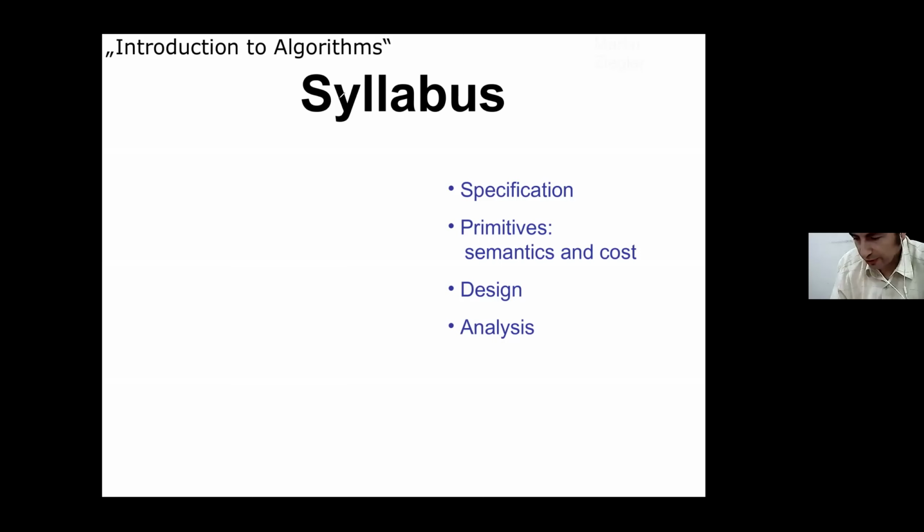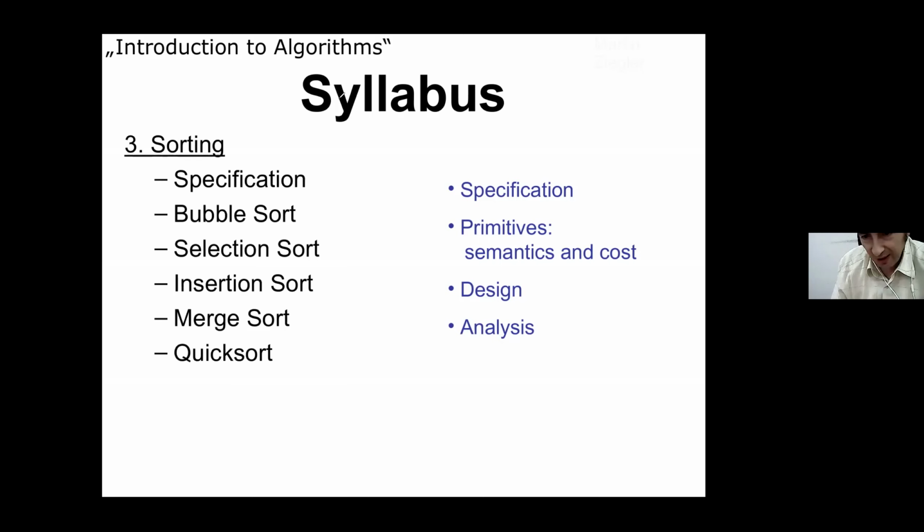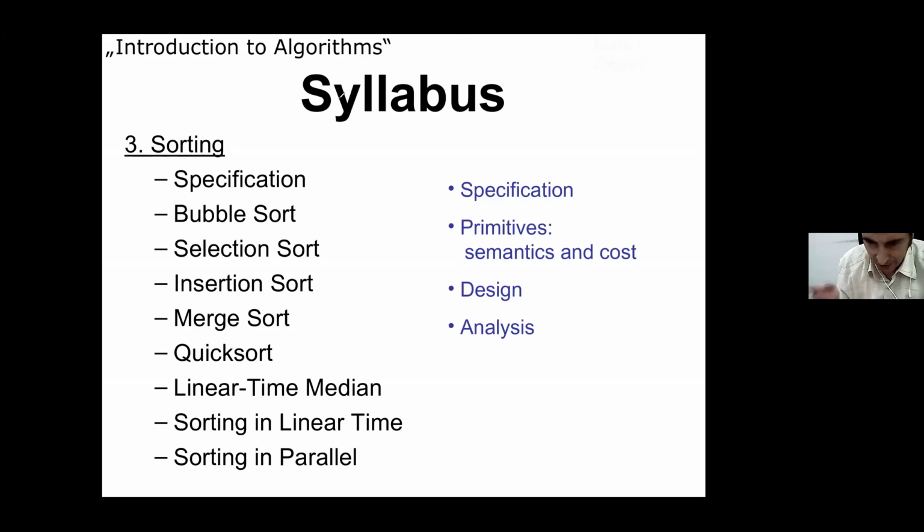We are talking about sorting, and there was a lot to say about sorting. So we discussed various types of sorting algorithms, and again with respect to criteria like specification and semantics and cost, design analysis and optimality. Okay. So what did we say?